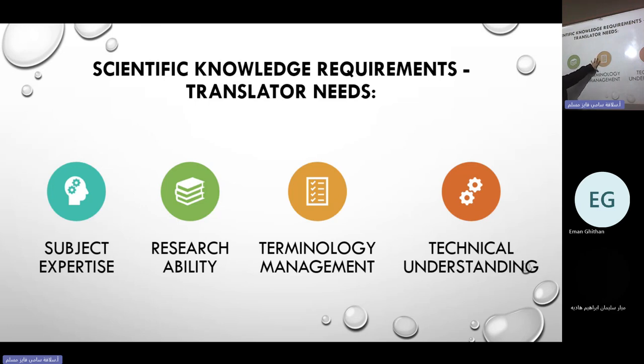Terminology management, key tools, special tools. Did you take machine translation course? No. There is a course called machine translation that will show you the different tools that you can use for terminology management. Okay? Technical understanding. يعني, if you're translating something related to medicine, you need to have background knowledge in medicine, either by taking courses in medicine, okay, or being a doctor yourself. Okay.